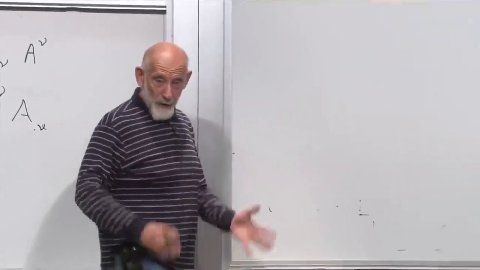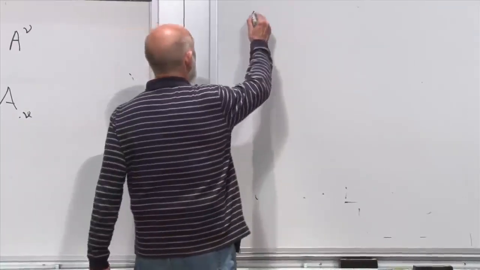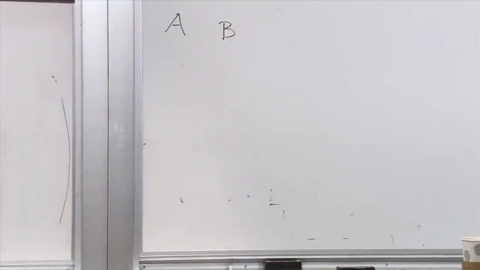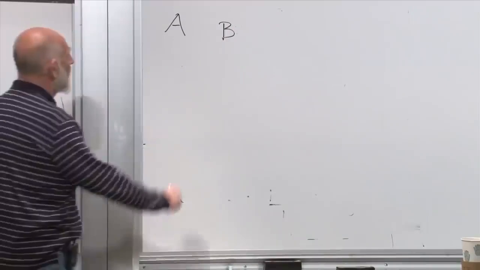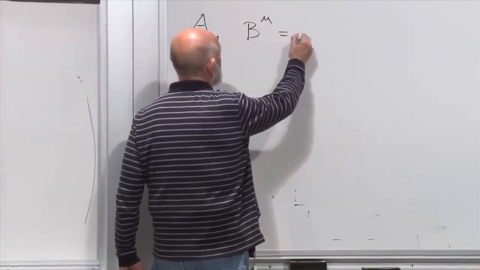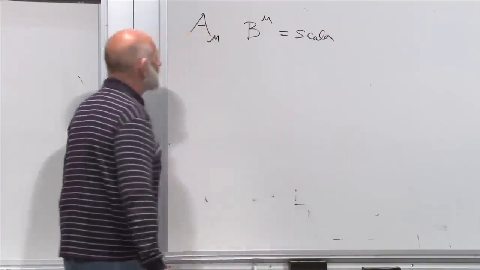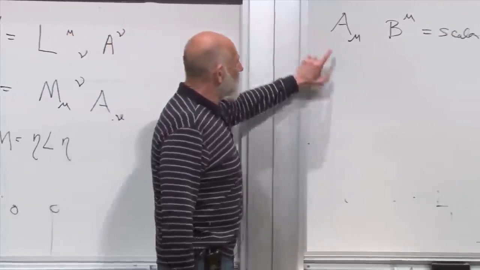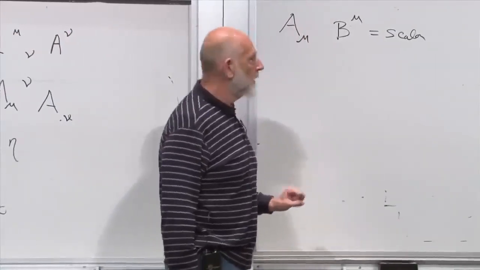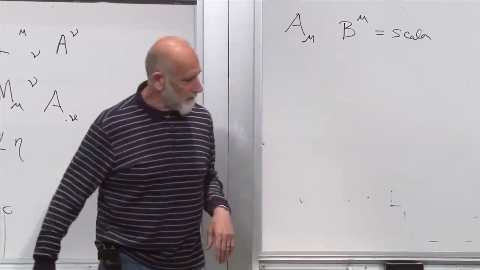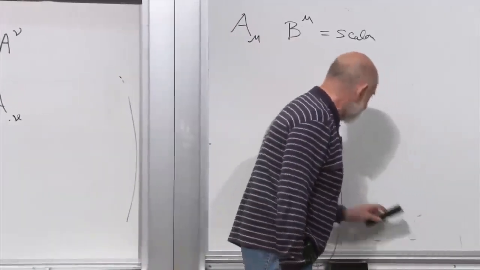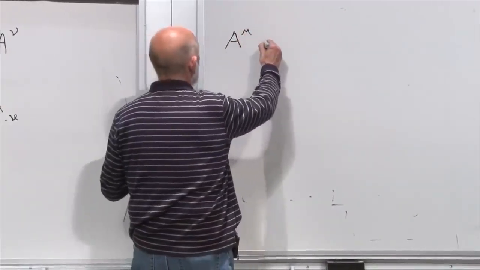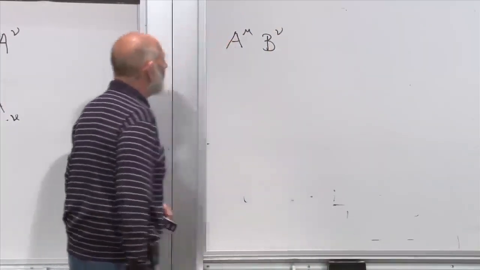Take 2 vectors. In fact, it would be enough to have 1 vector, but let's take 2 vectors, A and B. Now we can make a product of A and B, and that's a scalar. But now I want to consider a more general kind of product. The more general kind of product has 2 indices, mu and nu. Let's begin with the contravariant version of it. Let's just put it next to each other, A mu and B nu. Now, this is an object.